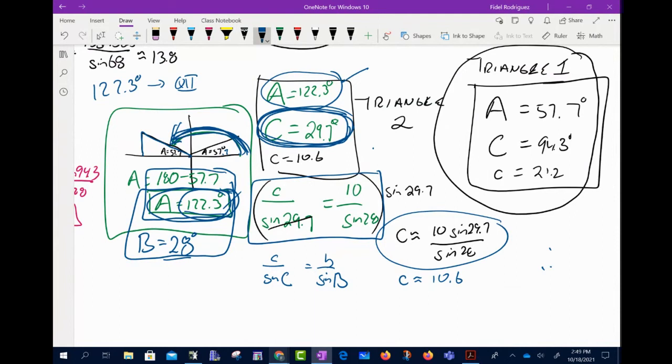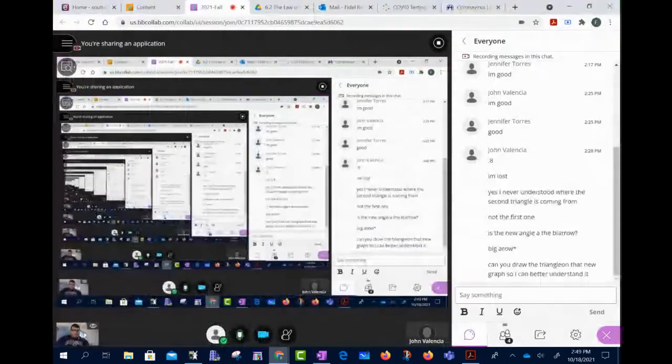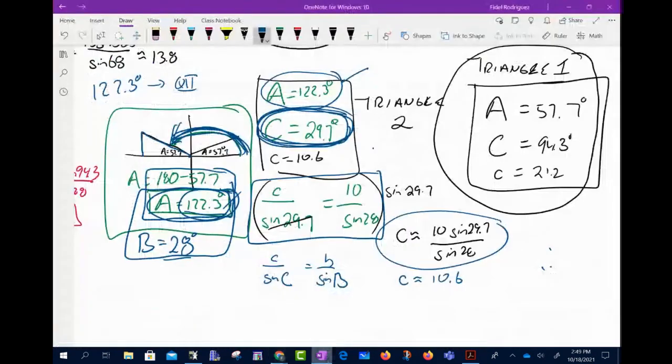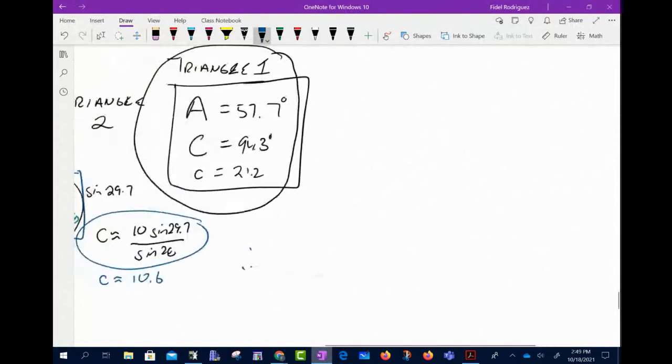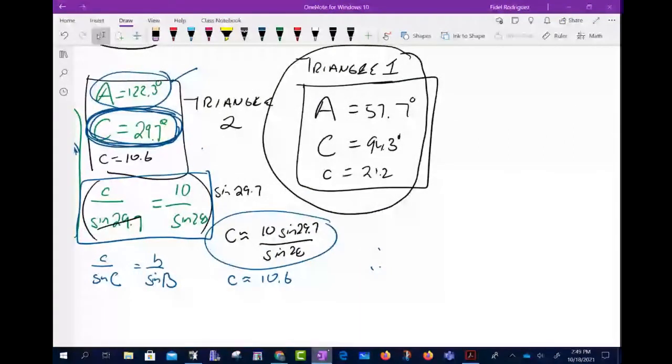So the one thing I want to mention, oh, let's see, I heard something now in the chat. Let's come back. Can I draw the triangle on a new graph? Yes, definitely. So remember, oh yeah. So what I would do now is I would say, look, let me see.